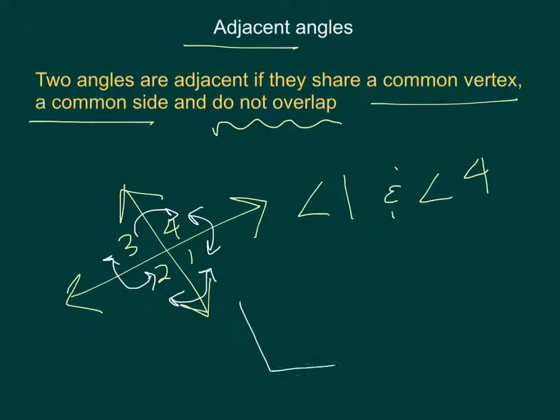If we have angles that look like this, you would be able to say that 7 and 8 are adjacent angles because they are next to each other and they share a vertex and a common side.